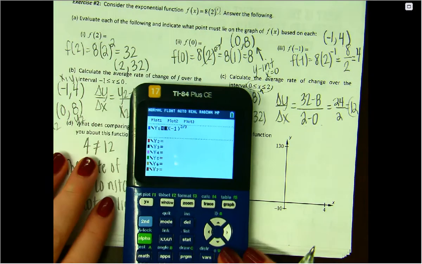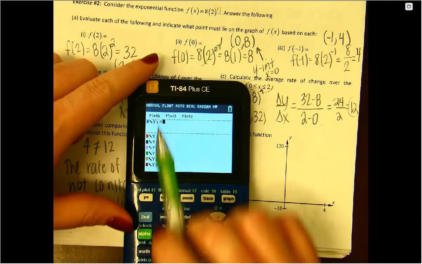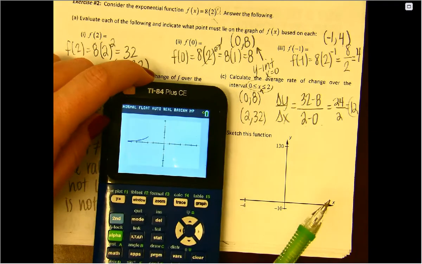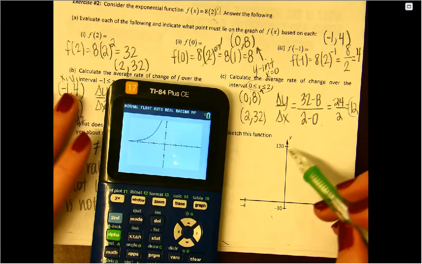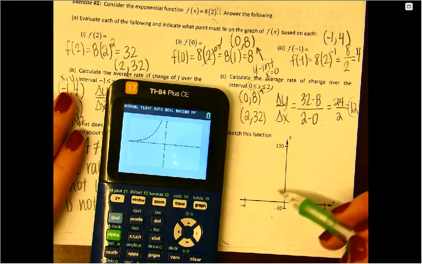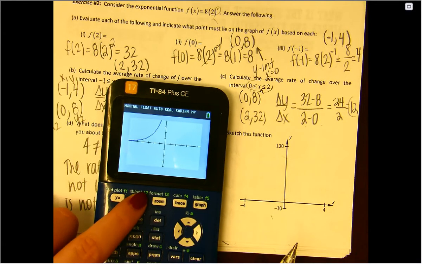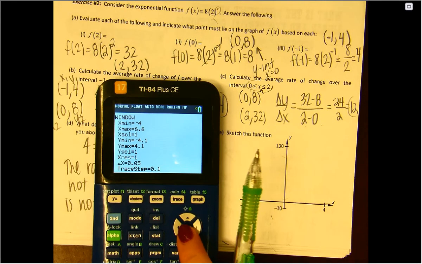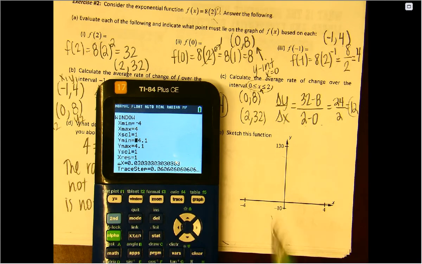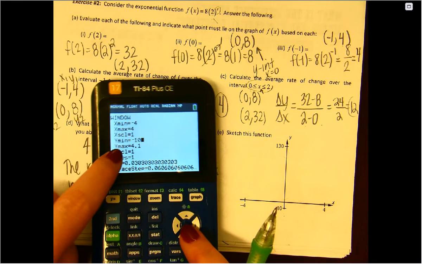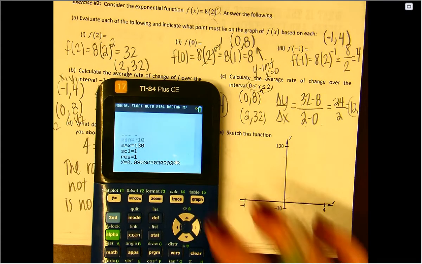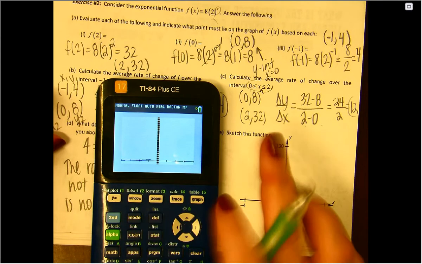Okay, sketch this function. So let's go to y equals, and I have y equals 8 times 2, all raised to the x. I'm going to hit graph. It looks like this, but notice the scale on this graph is way different than mine. So I'm going to hit window. My x goes from negative 4 to 4. And my y goes from negative 10, y min is the minimum y value, the smallest, and the biggest is 130. So I'm going to make my graph look just like this one.